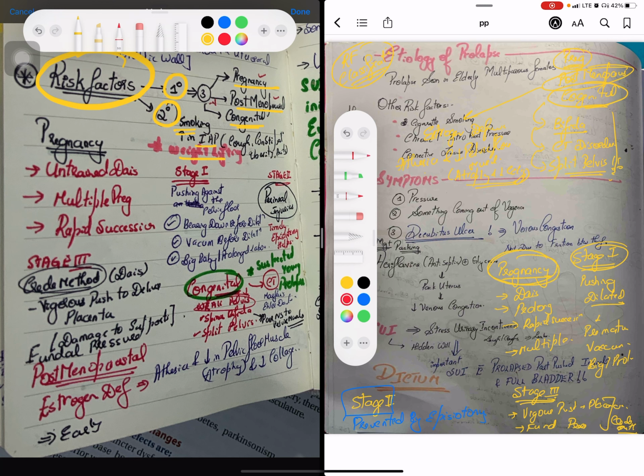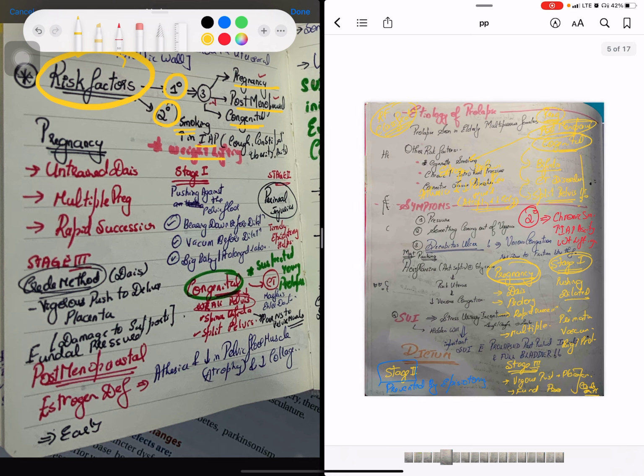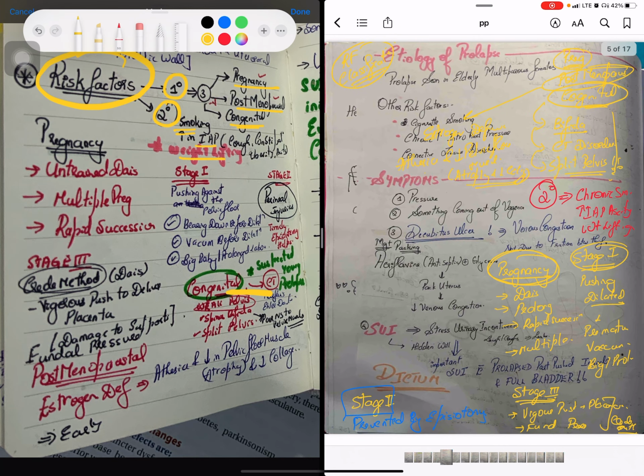The last one will be secondary. Secondary is because of acquired causes like chronic smoking and increased intra-abdominal pressure, as in case of ascites, constipation, abdominal tumors, and weightlifting. So I think this is good enough for risk factors for prolapse. Next, we come to classification of prolapse. I think I have a nice image of that as well.